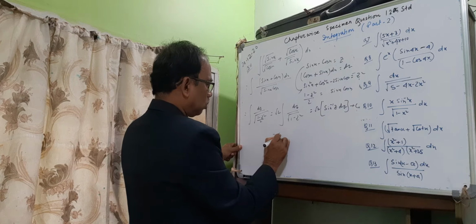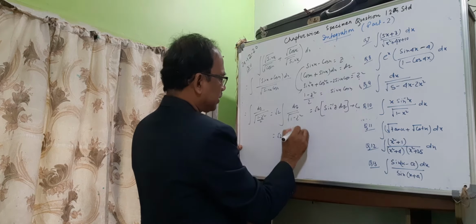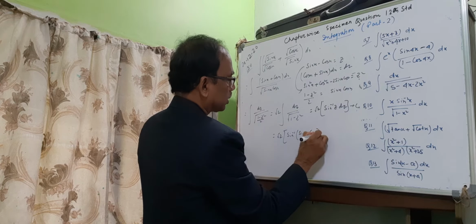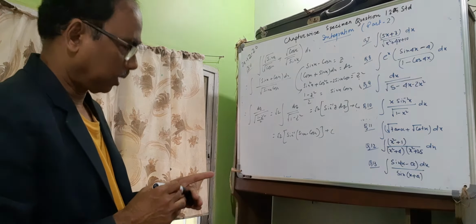Root 2 sin inverse z. What is z? The value of z is sin x minus cos x, plus c. That is the final answer of the given integration.